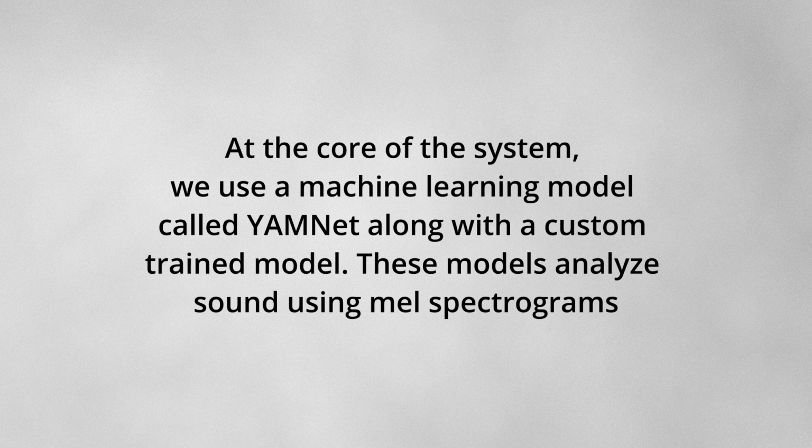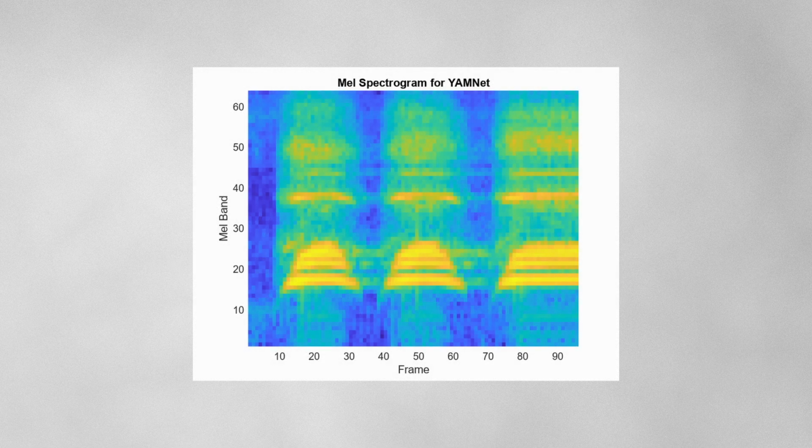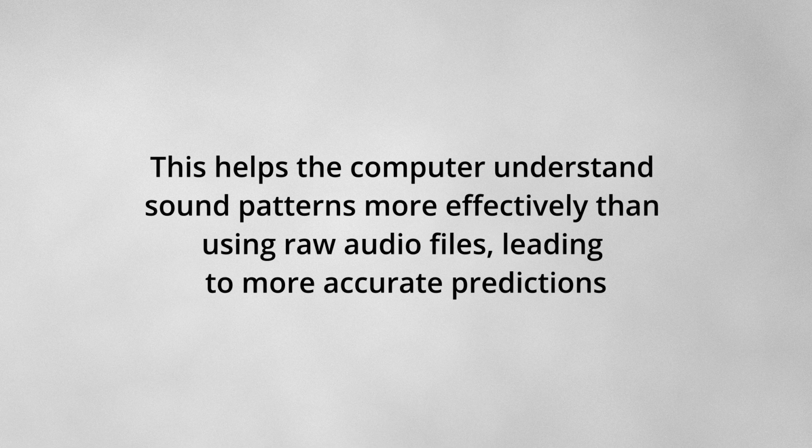At the core of the system, we use a machine learning model called YAMNet, along with a custom-trained model. These models analyze sound using MEL spectrograms. MEL spectrograms convert audio signals into visual graph-like representations. This helps the computer understand sound patterns more effectively than using raw audio files, leading to more accurate predictions.